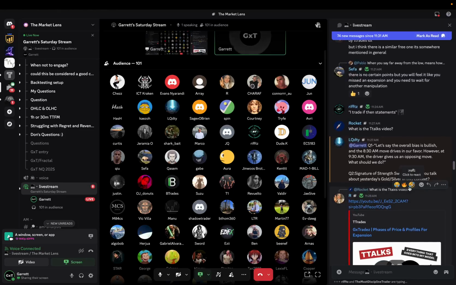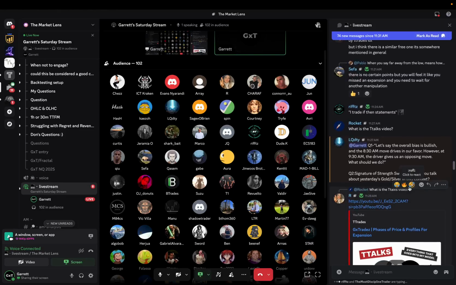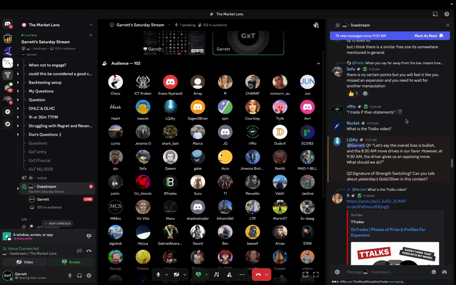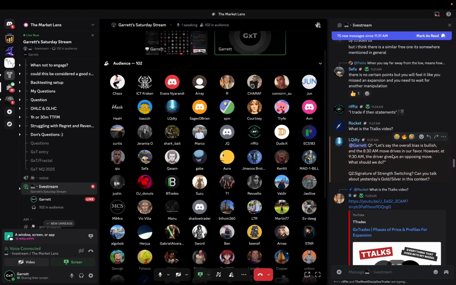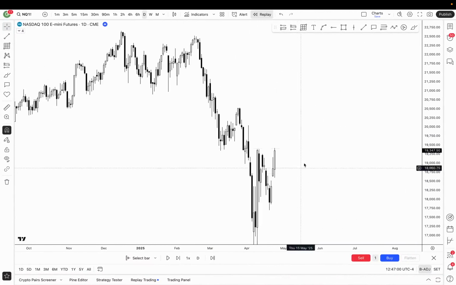Key one, let's say the overall bias is bullish and the 8:30 a.m. driver is in our favor. However, at 9:30 the driver gives us an opposing move. What should we do? So as long as it doesn't disrespect the continuation invalidation point, you're good, because you can literally anticipate what the driver will do with what happened prior to the driver.